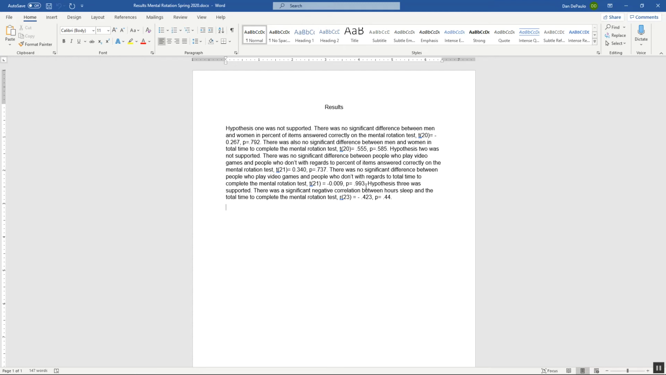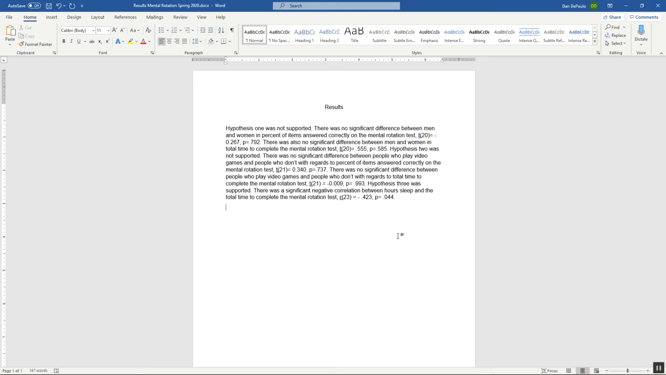However, hypothesis 3 was supported. There was a significant negative correlation between hours of sleep and the total time to complete the mental rotation test. Negative 0.423, p is 0.044, that's less than 0.05. So that was a significant difference. So what that's saying is if you were sleep deprived, you did more poorly on the test than if you were not sleep deprived. And that makes a lot of sense.